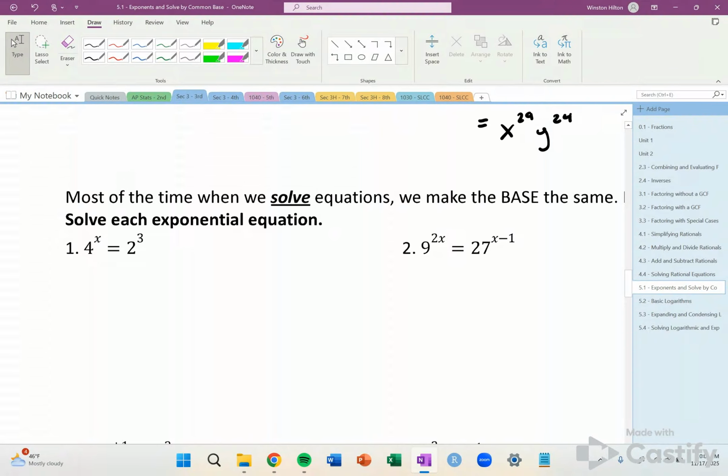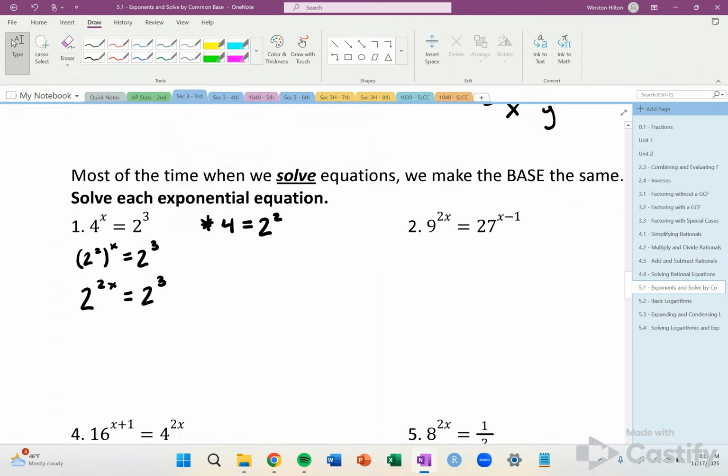Currently, those do not have the same base, but we can make them have the same base because we know that 4 is the same thing as 2 squared. So if we rewrite 4 as 2 squared, that is still being raised to the power of x. Now we can get the same base. 2 squared to the power of x is an exponent raised to a power, so we multiply those 2 powers and we get 2 to the power of 2x is equal to 2 cubed.